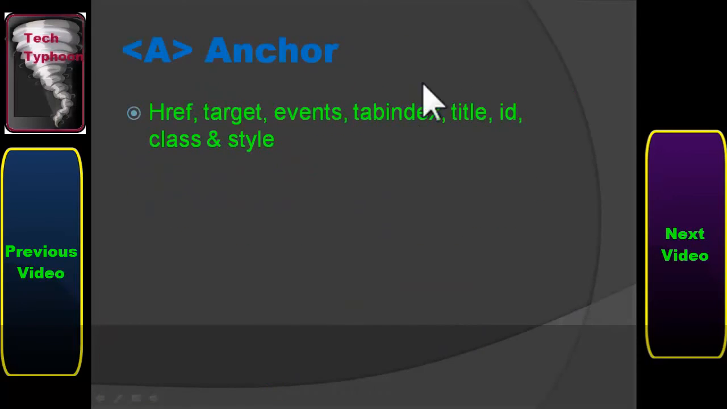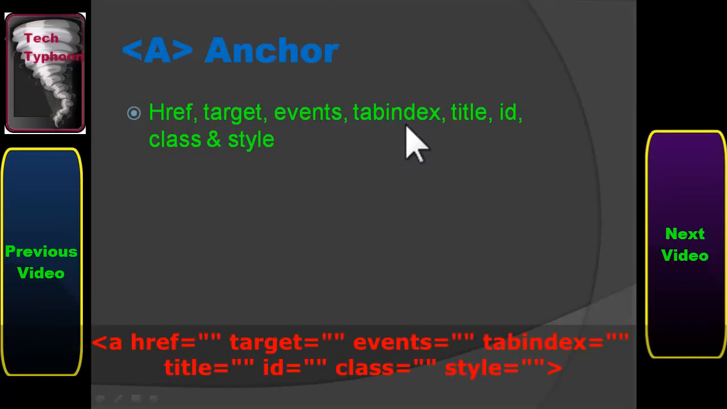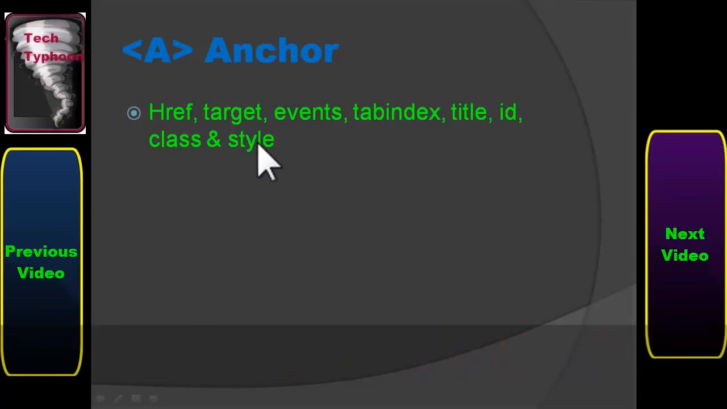I think that does it for the HTML attributes. This is what attributes go for what tag. So the anchor tag supports the href, target, events, tabindex, title, ID, class, and style. Now I need to tell you guys that I'm not going to be able to cover every single HTML tag attribute, and these aren't every one of them, because I only picked out the most important ones.